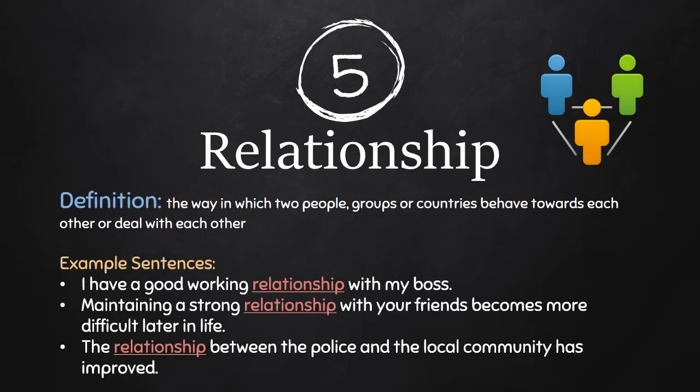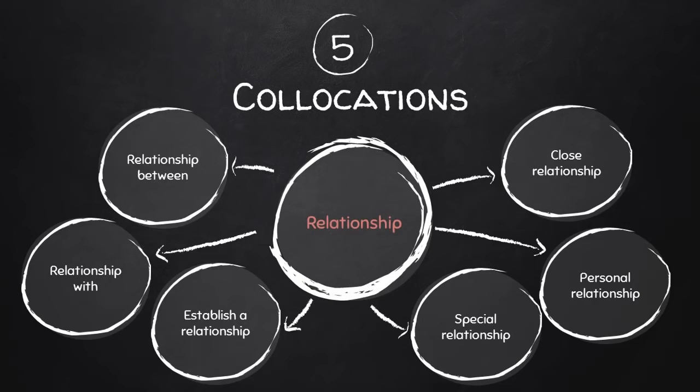Now, of course, you probably know relationship. The interesting thing about relationship is the collocations. First, we have relationship between. For example, a relationship between two people. Relationship with. For example, a relationship with your parents. A relationship with your family or with your boss.